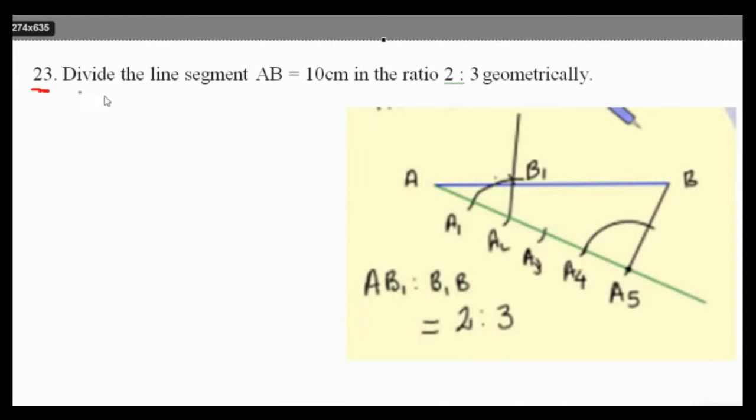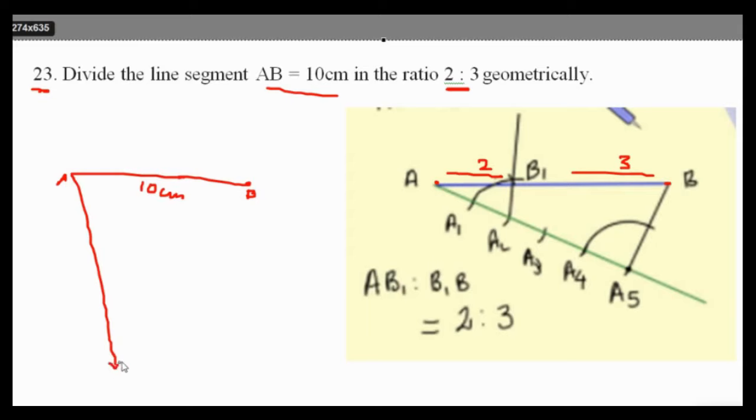23rd question is construction. Divide the line segment AB equal to 10 centimeters in the ratio 2 is to 3. So this is the construction for the given question. AB is a 10 centimeters line and we divide it in such a way that AB1 is 2 parts and B1B is 3 parts. So I will draw roughly once again. We will draw a line segment AB of 10 centimeters and we have to draw an acute ray AX, and divide it into 5 equal parts: A1, A2, A3, A4, A5.